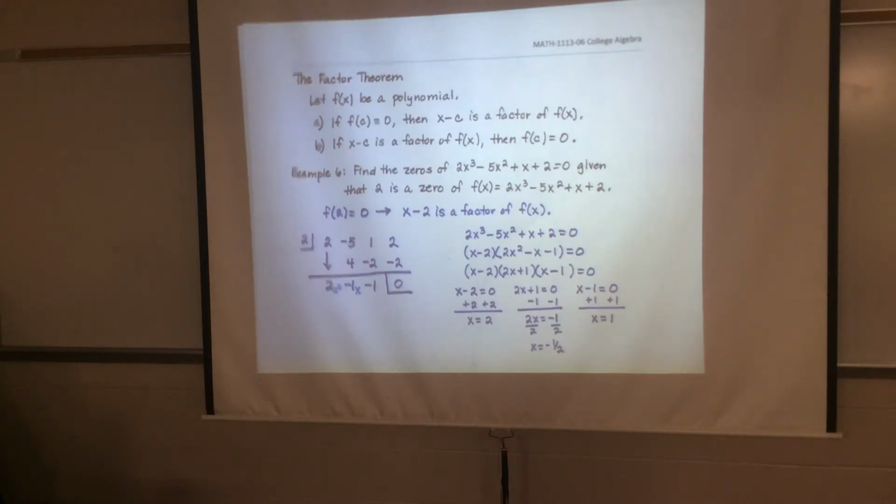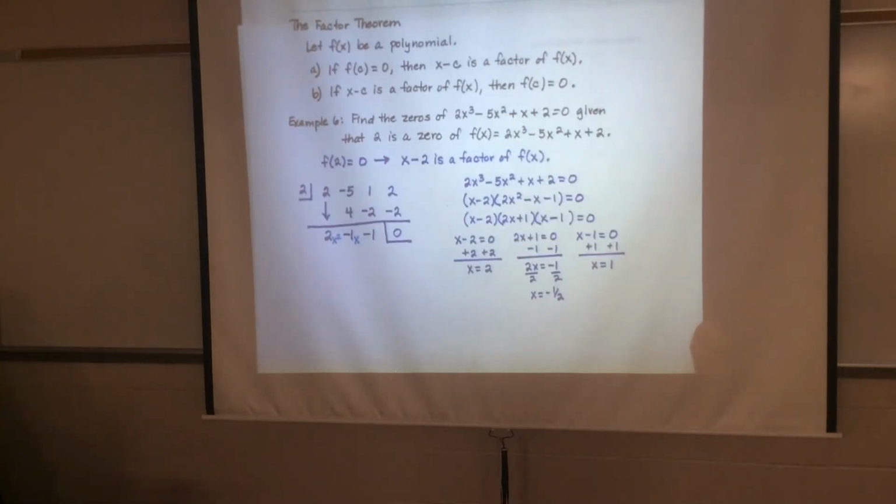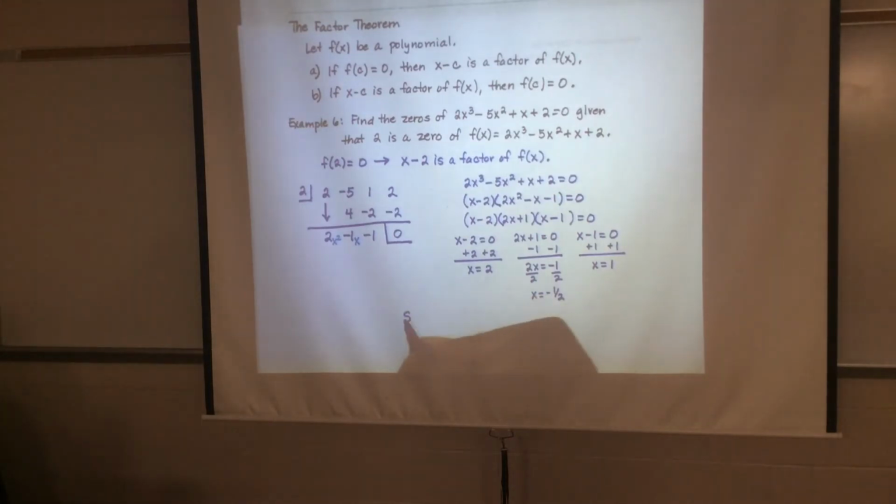Okay? So these are all the zeros of that particular polynomial function here. So the solution here would be 2, -1/2, and 1. These represent all the zeros of that particular polynomial function. Okay? So that's how we apply the factor theorem to that particular problem. Okay. I got one more of these examples here.